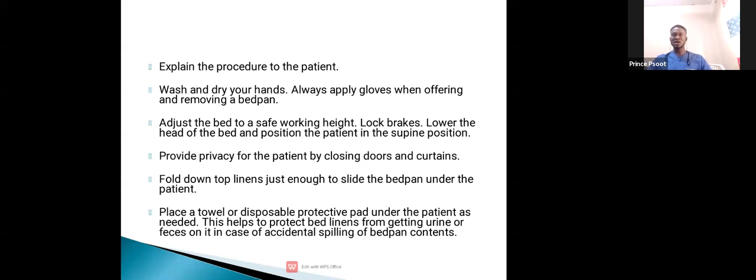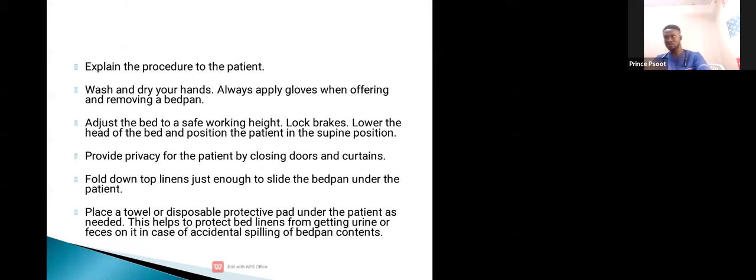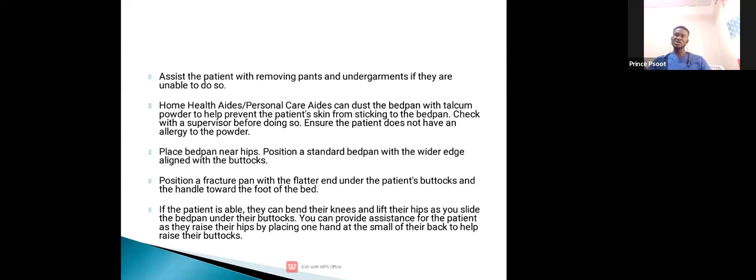You fold down top linens just enough to slide the bedpan under the patient. Then you place a towel or disposable protective pad under the patient as needed. This helps to protect the bed linen from getting urine or feces on it in case of accidental spilling of bedpan contents. Then assist the patient with removing the pants and undergarments if they are unable to do so by themselves.